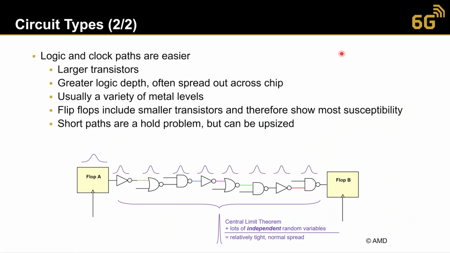Logic, on the other hand, is easier. The main reason for that is the central limit theorem. When you have lots of independent variables, the transistors here, and there is independent variance in them, they tend on average to cancel each other out. So a path like this will have a narrower distribution than the single element. Of course, flip-flops define your setup and hold times, and they will therefore be more susceptible to variance.